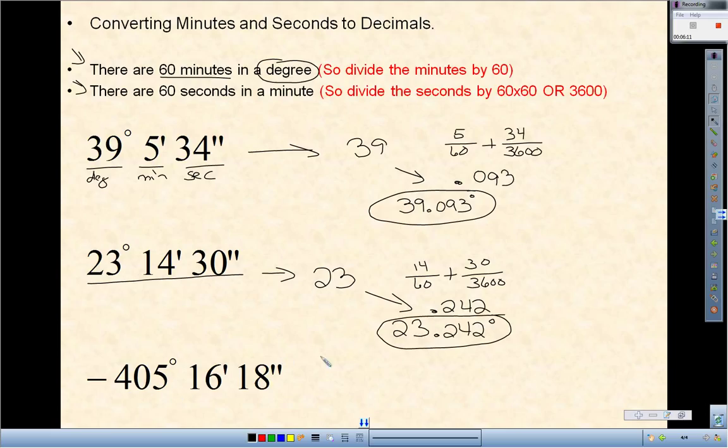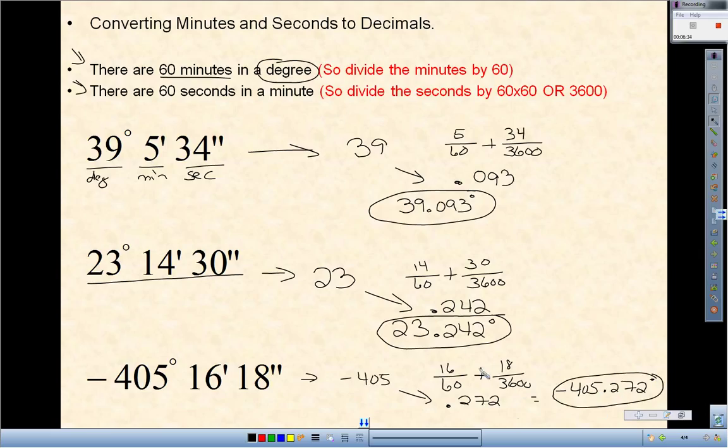Alright, for the third one, I'm going to leave the negative 405 alone, and I'm going to have 16 minutes divided by 60, and then 18 seconds divided by 3600. That'll give me the decimal 0.272. Now I'm going to tack on the negative 405, so negative 405.272 degrees, and that would be the answer for the conversion for that.